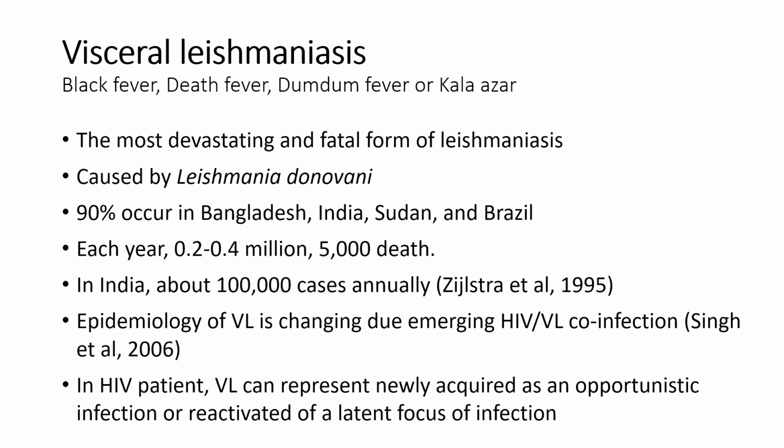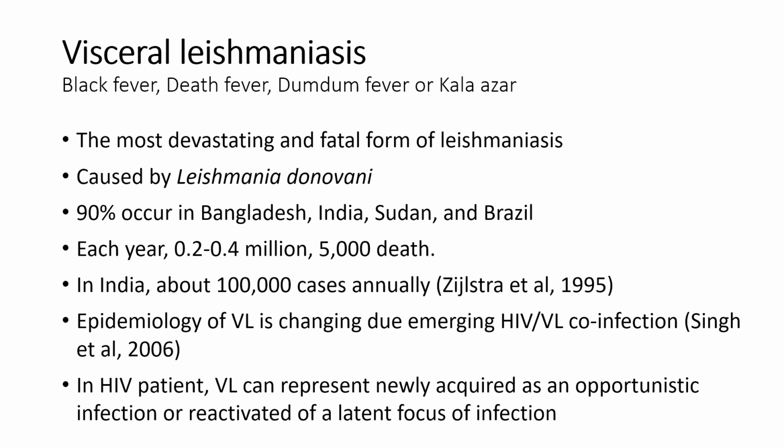Now we look at visceral leishmaniasis. Commonly, we call it black fever, dumdum fever, or kala-azar, which I'm sure some of you know as well. That is the common name for visceral leishmaniasis. It is the most devastating and fatal form of leishmaniasis, caused by Leishmania donovani. 90% of cases occur in Bangladesh, India, Sudan, and Brazil, and each year it causes about 5,000 deaths.